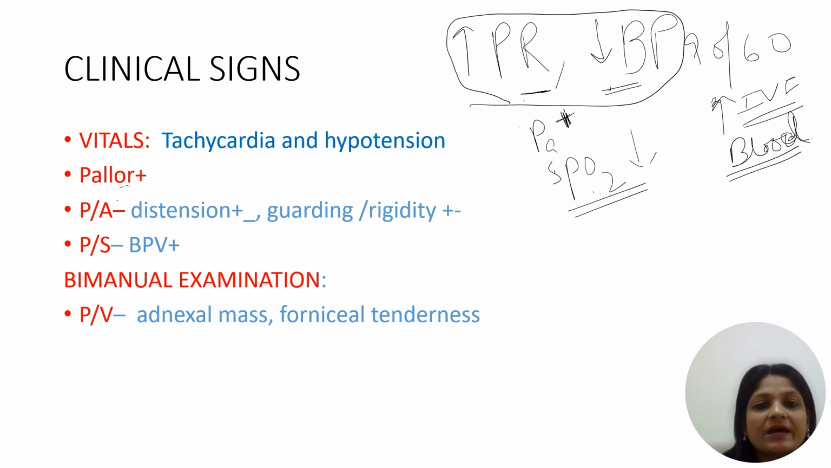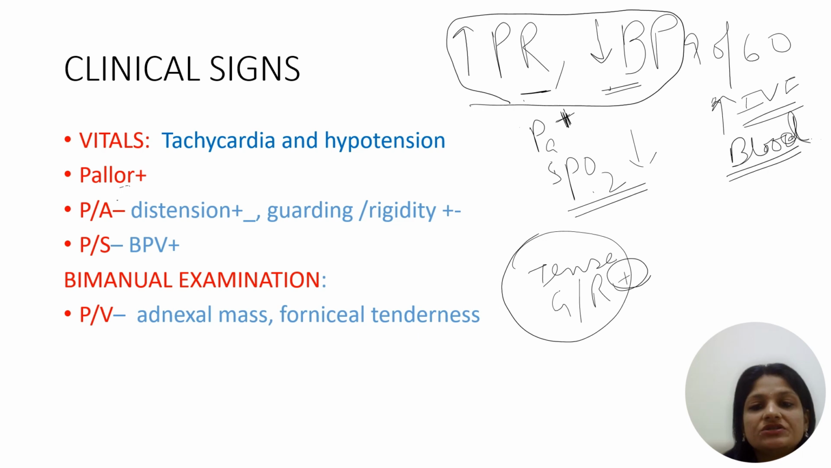Per abdomen, because of the collection of the blood, it can be tense. It will be a tense abdomen, distended abdomen. Guarding or rigidity will be present. When you palpate her abdomen, the muscles will contract, showing that the guarding or rigidity is positive. So when you examine her abdomen, there can be distension, guarding, rigidity and tenderness. All these things will be positive.